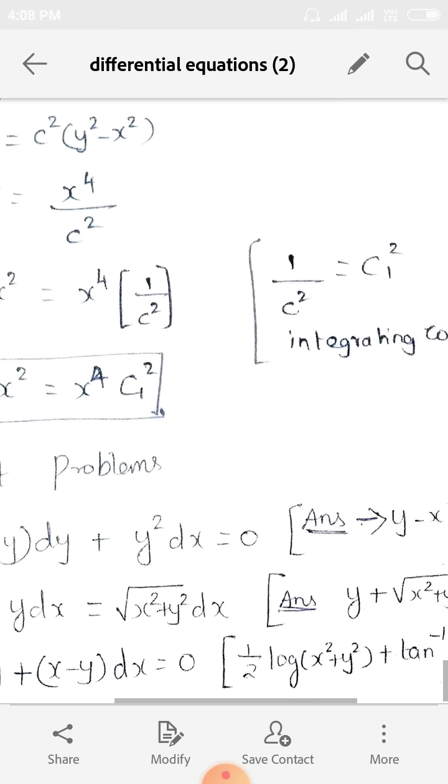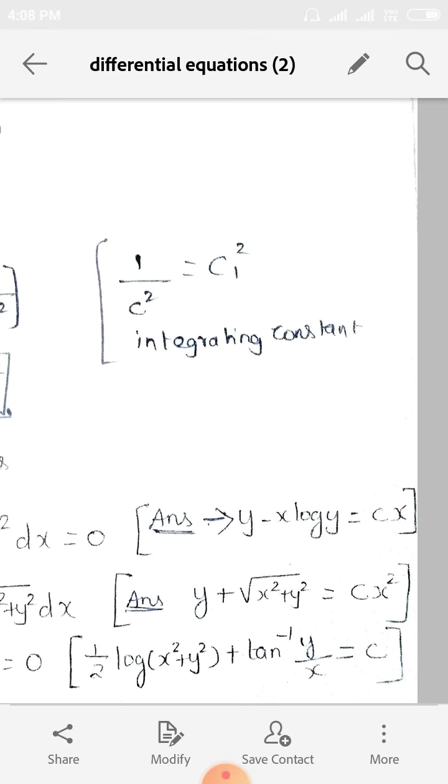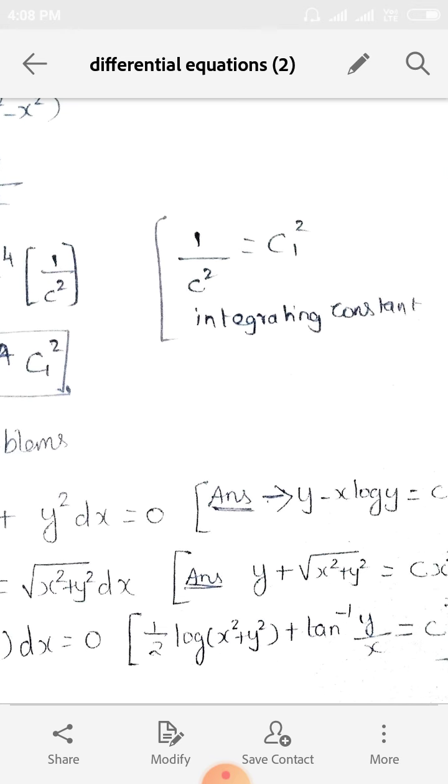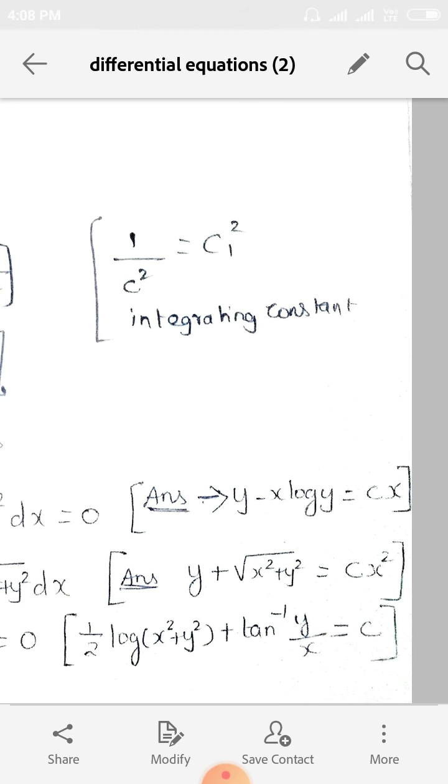See the answers are given. For the first one, the answer is y minus x log y is equal to cx. For the second one, the answer is y plus root of x square plus y square is equal to cx square. And for the third one, the answer is 1 by 2 log of x square plus y square plus tan inverse of y by x is equal to c.